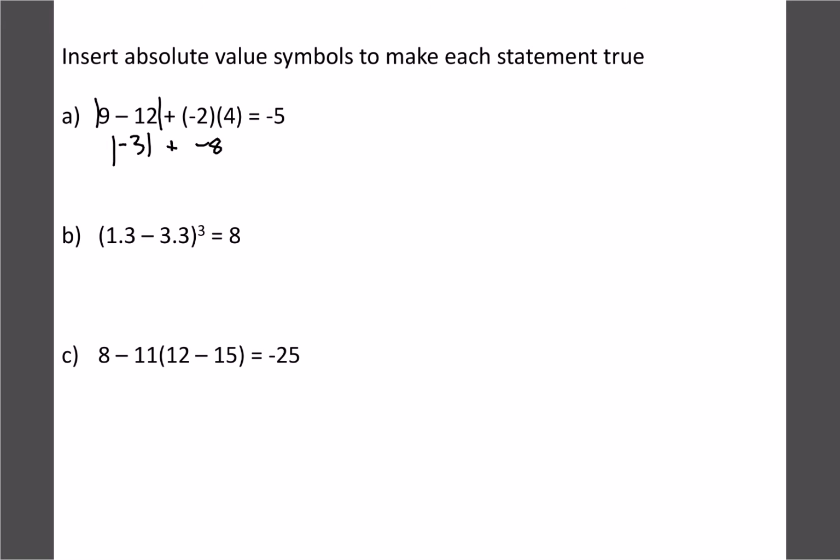Let's try the next one. Minus 1.3 minus 3.3 would give us negative 2. Negative 2 cubed would be negative 8. We want that to be positive 8. So again, let's just put absolute values around the whole thing.